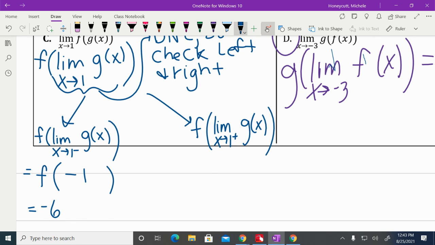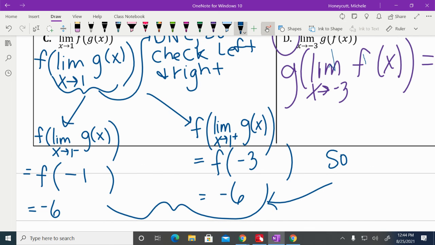Negative 6, looking at that graph. Okay? And then, for the second part, I need to find f of the limit as x approaches 1 from the right. Negative 3. And what's f of negative 3? Negative 6. Are these numbers the same? Yes. So negative 6. These are the same.